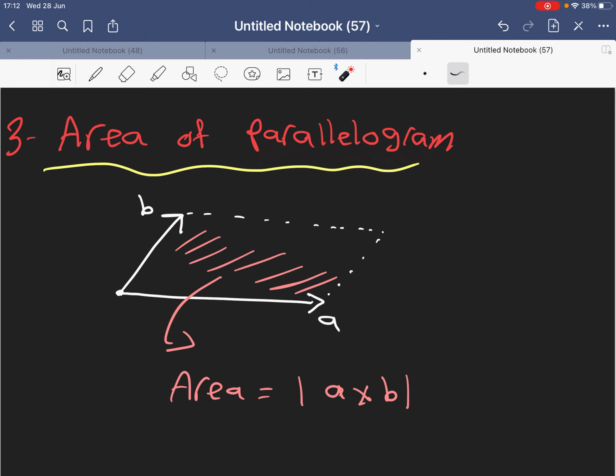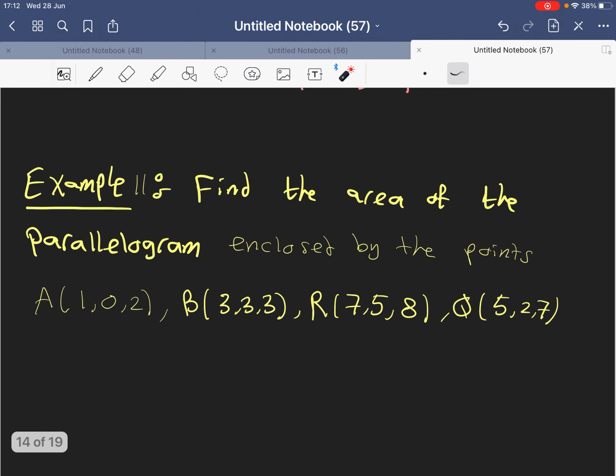Now for a parallelogram, if we want to find the area inside a parallelogram, we will take only the two non-parallel sides, any two of them, and we will do the cross product, and then what we will get is a vector perpendicular to A and B. We will take the length, the magnitude of that vector. So we take A cross B, and we take the magnitude, and that will give me the area of a parallelogram. Let's jump to see this example.